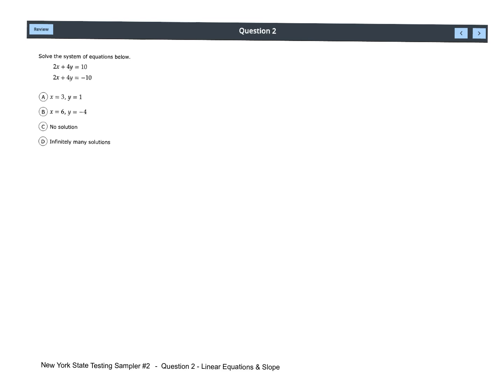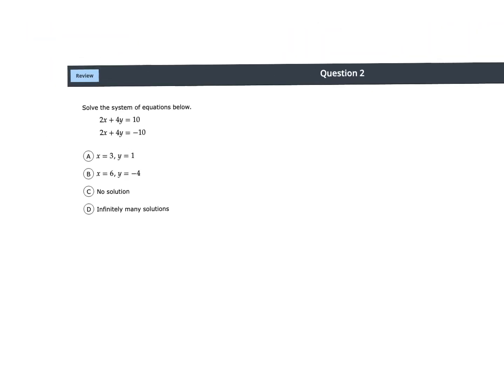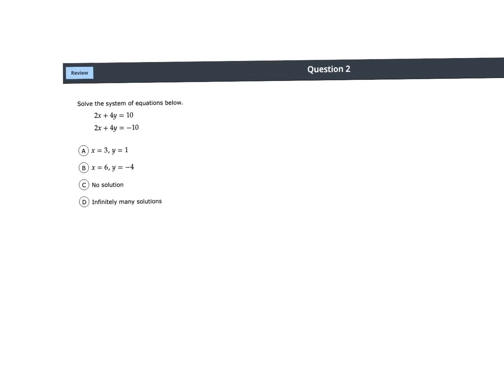This comes from the New York State testing sampler number 2 on computer-based testing. It is grade 8, question number 2. It involves linear equations and slope. In particular, we'll be looking at systems of equations, systems of linear equations. And this is a fun one because it says solve this system, and it gives you choices of answers. It also gives you the option of no solution or infinitely many solutions.